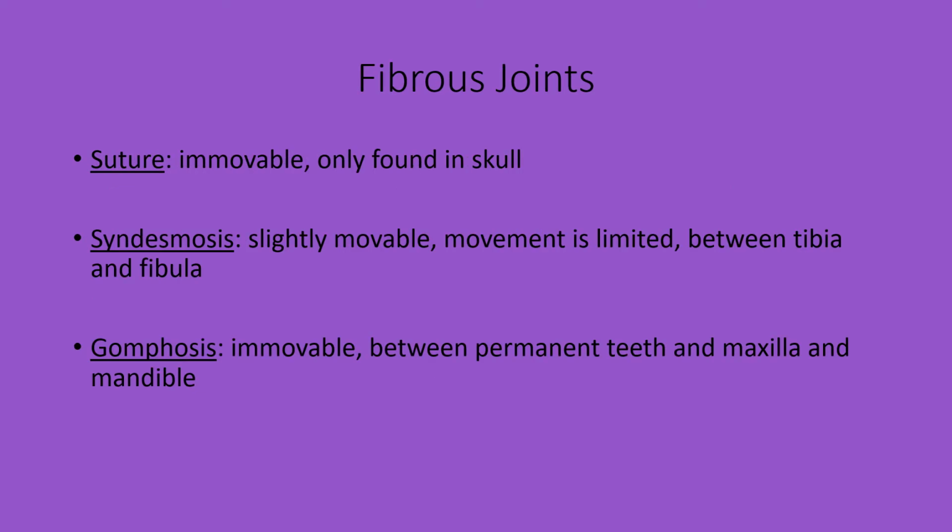If we look at the fibrous joints, some examples that we see are sutures. These are immovable. You've already seen those in the skull, such as the coronal suture. Syndesmosis are slightly movable. The movement is somewhat limited. An example would be between the tibia and the fibula. And then gomphosis are also movable fibrous joints.